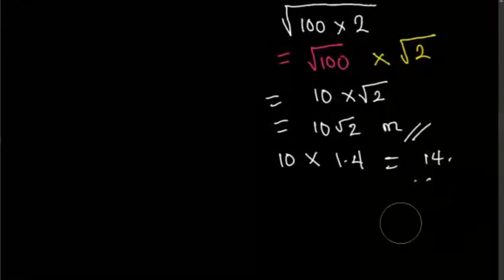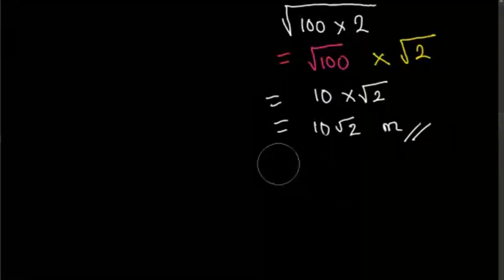The point I'm trying to make is we may not know the value exactly, but we can get an approximate. And surd allows us to get that approximate. So 10 root 2 is the exact value for square root of 200.